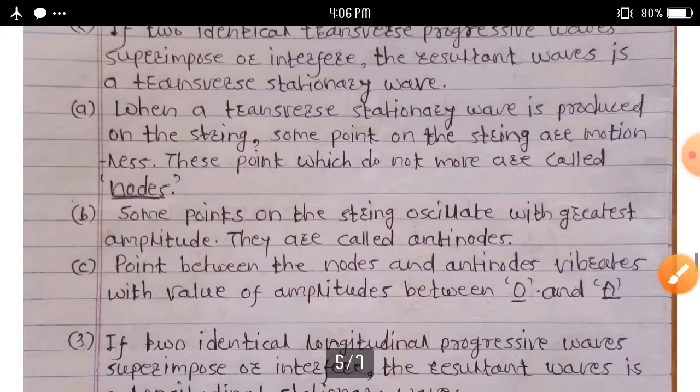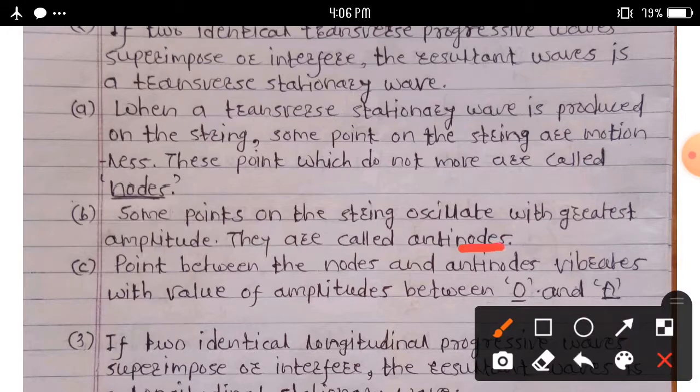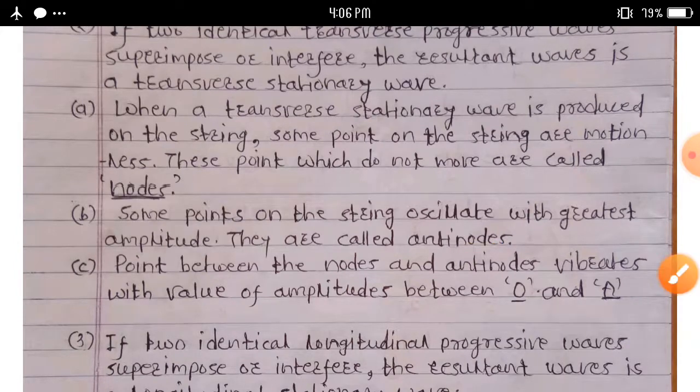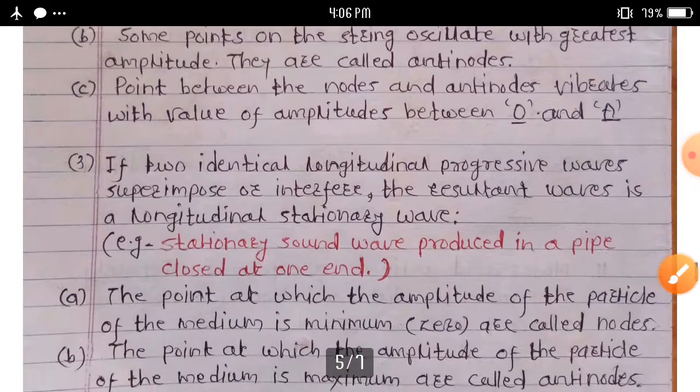Next one, points on the string that oscillate with greatest amplitude are called antinodes. And next, the points between the nodes and antinodes vibrate with amplitude between 0 and A. And then the third characteristic of a stationary wave: if two identical longitudinal progressive waves superimpose or interfere, the resultant wave is a longitudinal stationary wave.